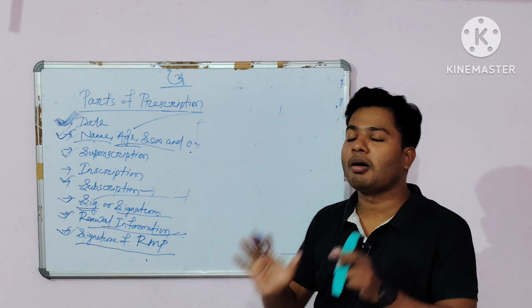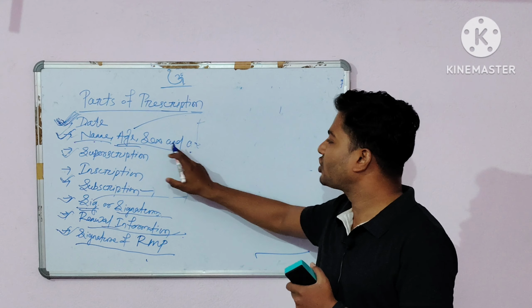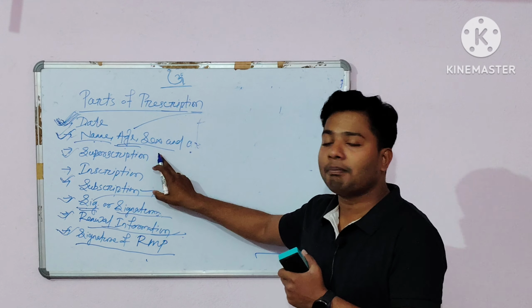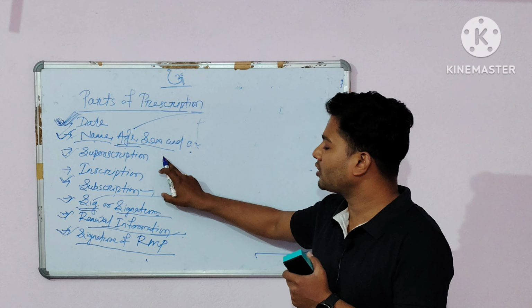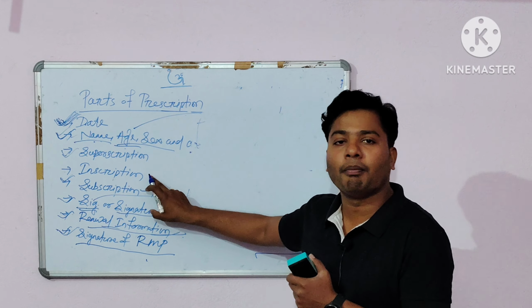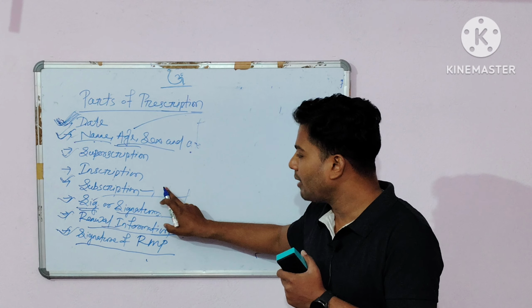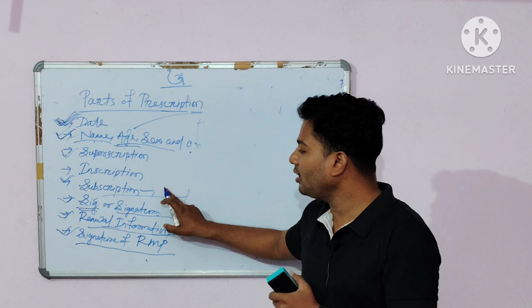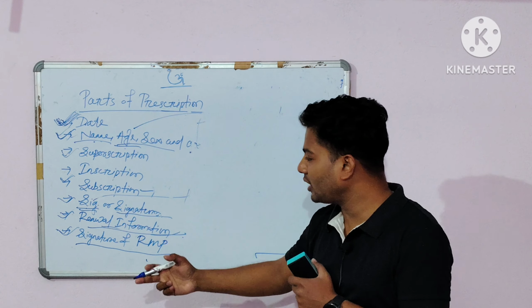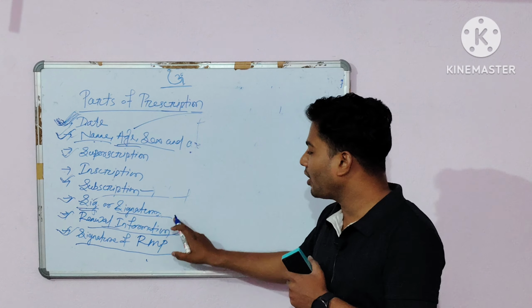Clear? So these are the parts of the prescription. Again I am repeating. First one is the date, name, age, sex and address of the patient. Next one is the superscription, the symbol Rx. Then inscription, the main body part of the prescription. Then subscription, instructed to the pharmacist for preparing and dispensing the medicine to the particular patient. Signatura, information instructed to the patient: quantity to be taken, route of administration and timing of administration.